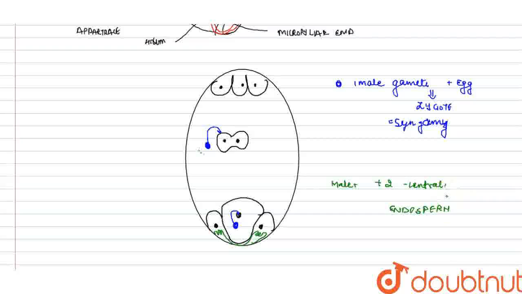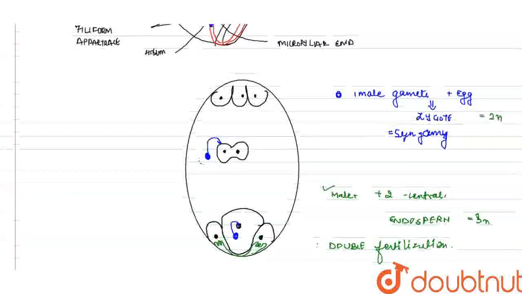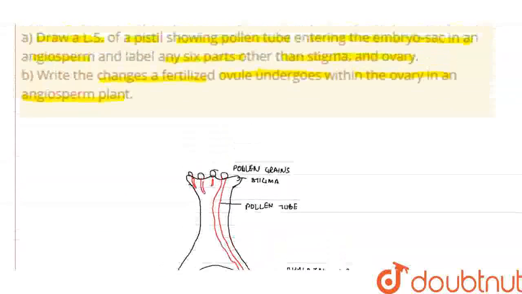Hence, what is the ploidy of the zygote? It will be 2n, whereas our endosperm will be 3n. Why 3n? 1n, that is 1 nucleus from the male gamete, and another 2 nuclei from the central cell. Hence, the endosperm will be triploid. This process is known as double fertilization. So these are the changes that will occur in the ovule that undergoes fertilization. Hope this answered your question.